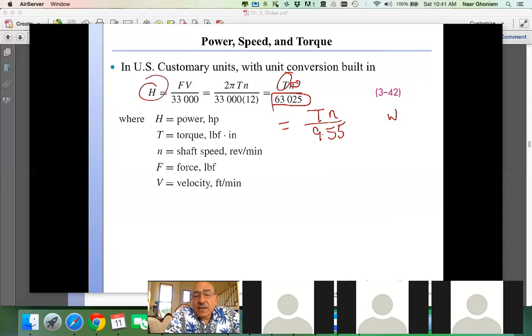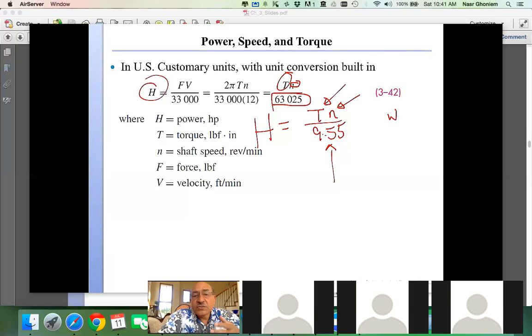If I want to apply the SI units, then the power would be equal to the torque times the RPM n divided by 9.55. This just comes from the conversion. Anyway, if we're given horsepower and RPM, we can obviously find the torque and then design the shaft like in the previous examples that we talked about.